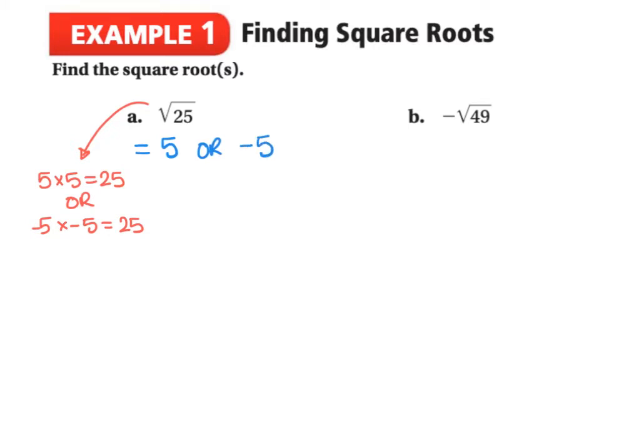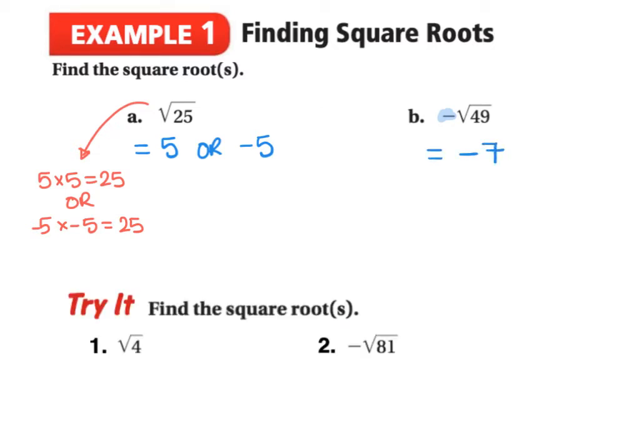In question B, we have the negative on the outside. So that tells us that we only want the negative answer of the square root of 49. So the square root of 49 is 7. So our answer for this one is just going to be negative 7. So take a moment to pause the video and determine the answers for questions 1 and 2.